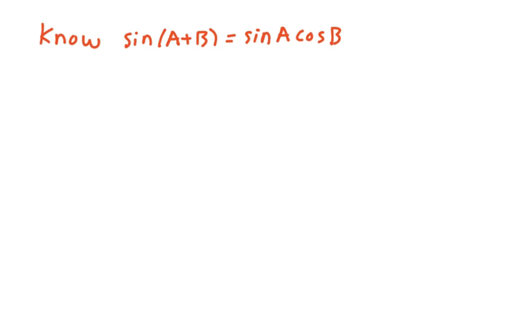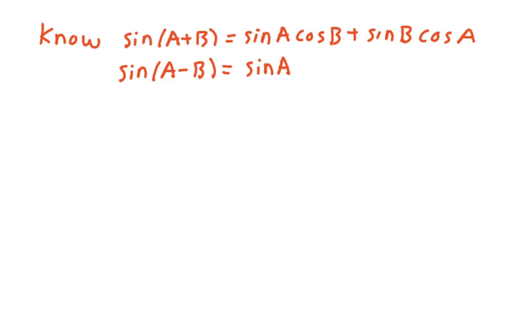Now, I want to introduce one more thing to you all. We know we're going to derive something. Sine of a plus b is sine a cosine b plus sine b cosine a. Sine of a minus b, we derived this in another video, is sine a cosine b minus sine b cosine a.